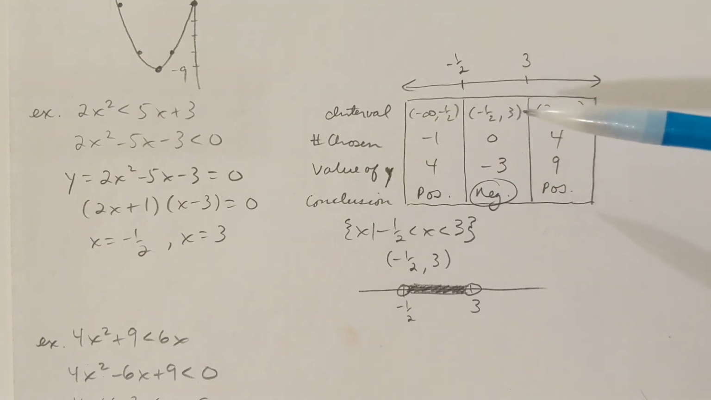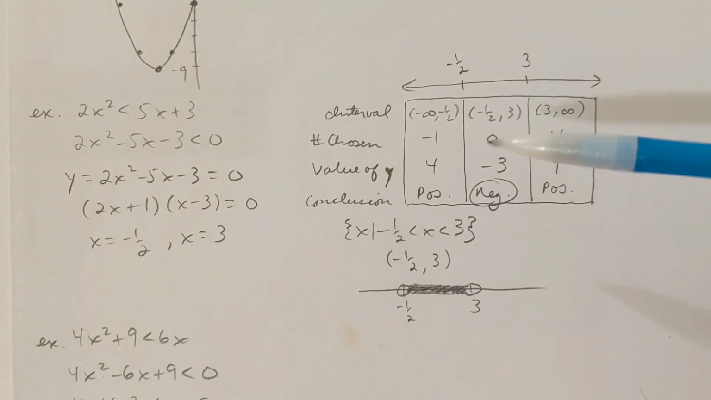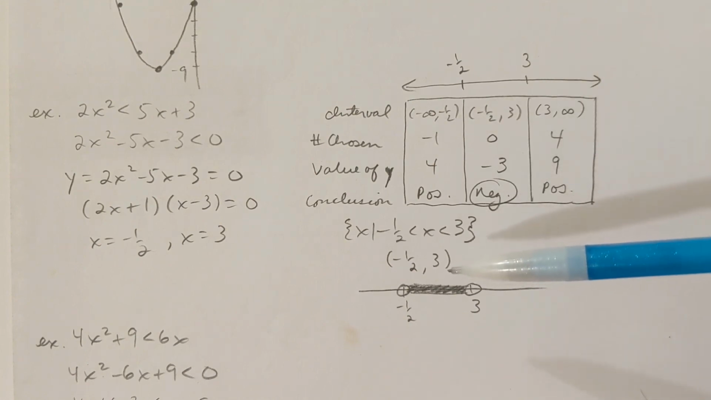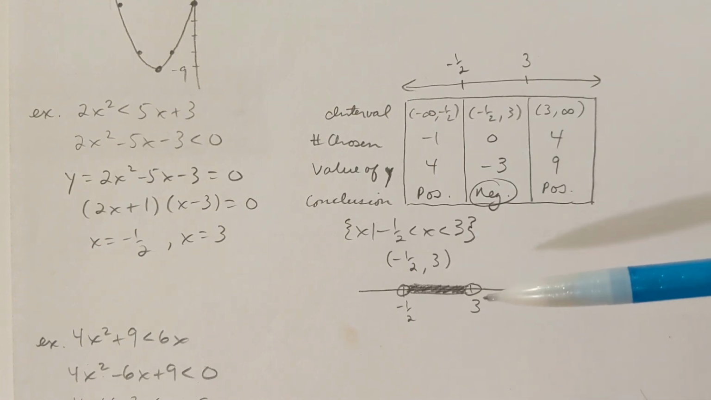Or I can use the interval. The interval will be preferred, by the way, since you're using interval notation in the table. And here's how that looks on the number line.